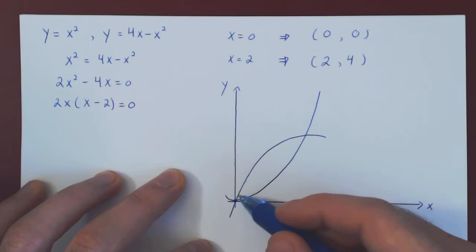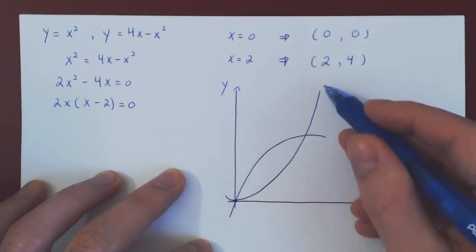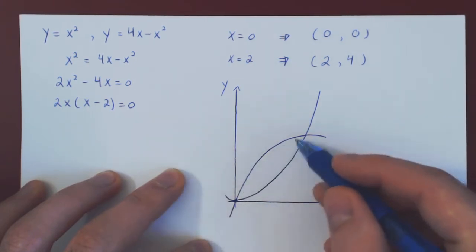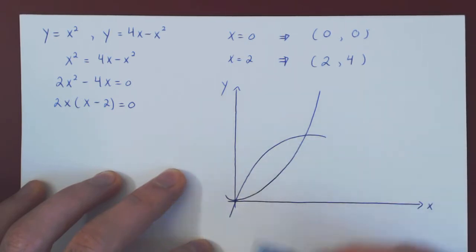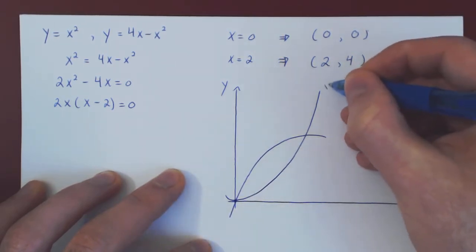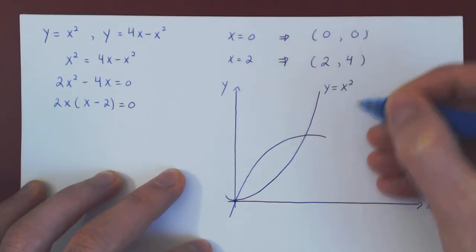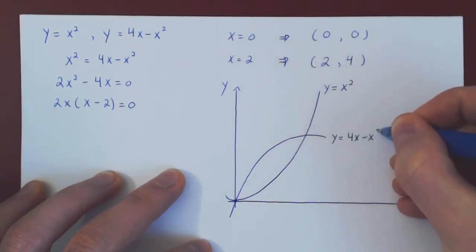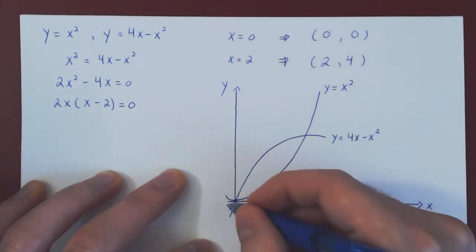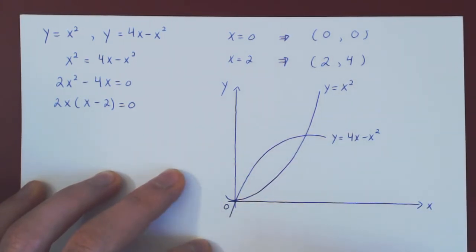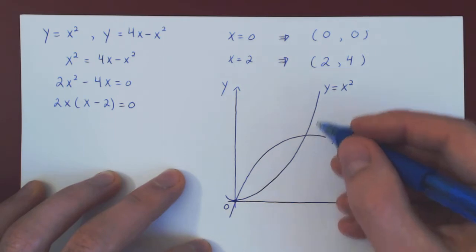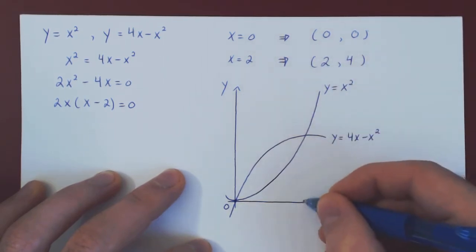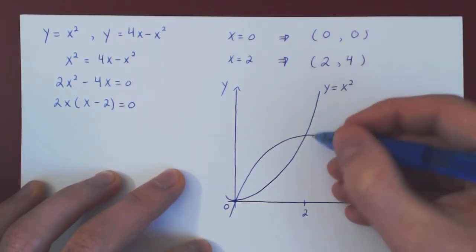So there you go. You can clearly see that the region bounded by these two curves is the following region, which lies exclusively in the first quadrant of the xy plane. This is the curve y equals x squared, and this is the curve y equals 4x minus x squared. And our points of intersection again are the origin and this point where x equals 2 and y equals 4.